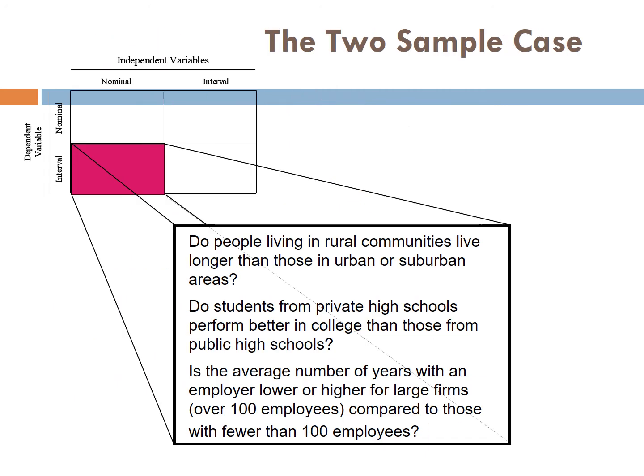So here are some questions that you could ask for two-sample cases. Do people living in rural communities live longer than those in urban and suburban areas? Do students from private high schools perform better in college than those from public high schools? Is the average number of years with an employer lower or higher for large firms over 100 employees compared to those with fewer than 100 employees?